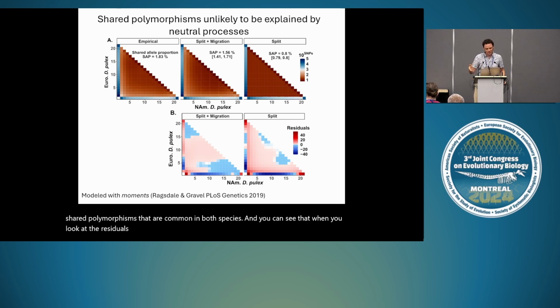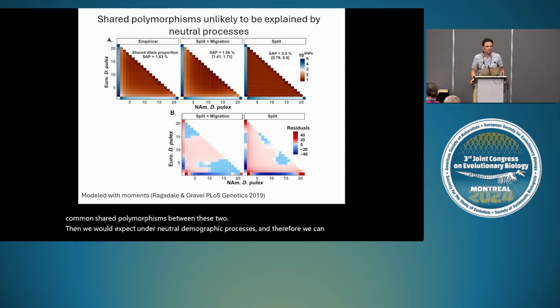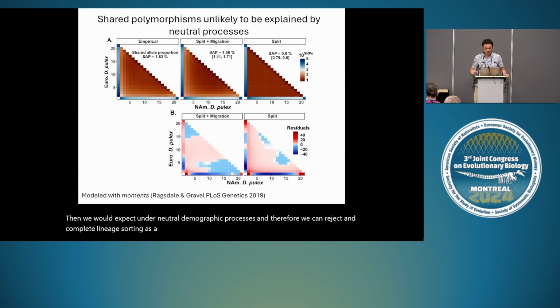In this case, the pink residual values indicate an excess of observed shared polymorphisms relative to the modeled expectation. So there seem to be more common shared polymorphisms between these two taxa than we would expect under neutral demographic processes, and therefore we can reject incomplete lineage sorting as a factor that is contributing to explain all of these shared polymorphisms.